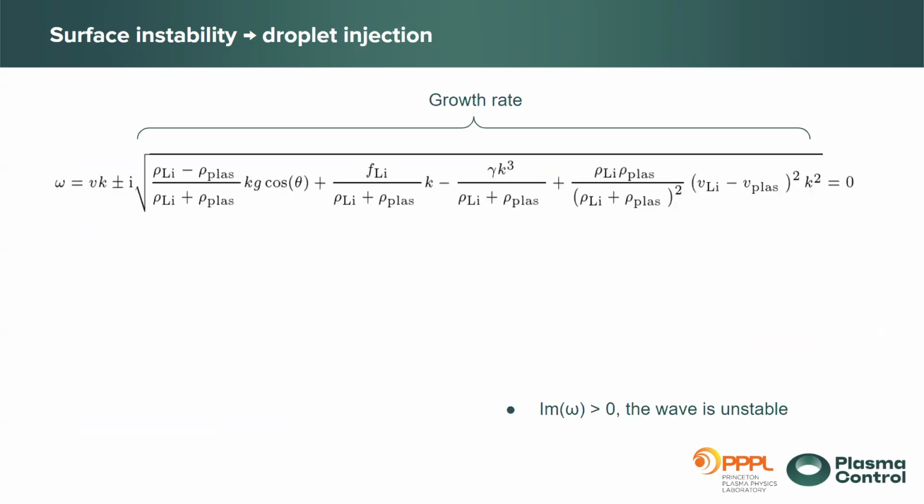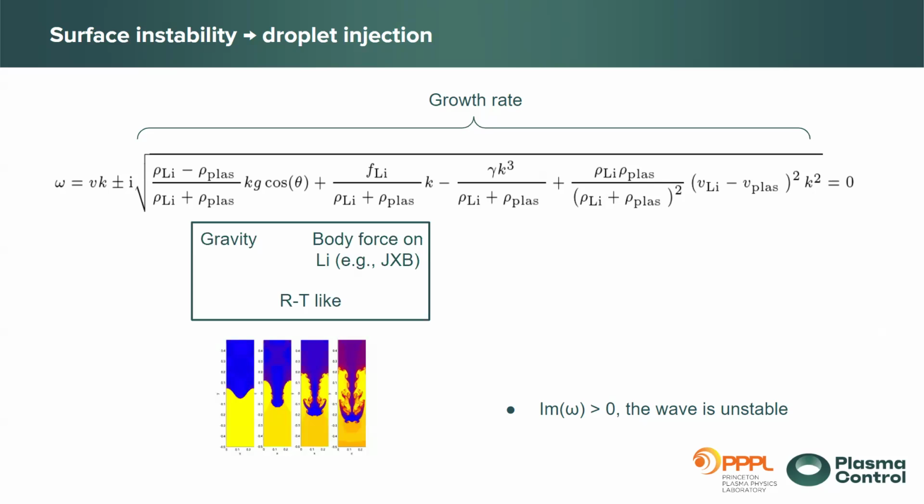So what is the physics behind this? Very briefly, we can list the growth rate from the linear analysis of all the forcing components here. For example, the first two terms correlate to gravity and the body force induced by the J cross B. This is the Rayleigh-Taylor like term. If you have lithium and plasma, and one is intruding into the other, you generate an unstable surface interface.